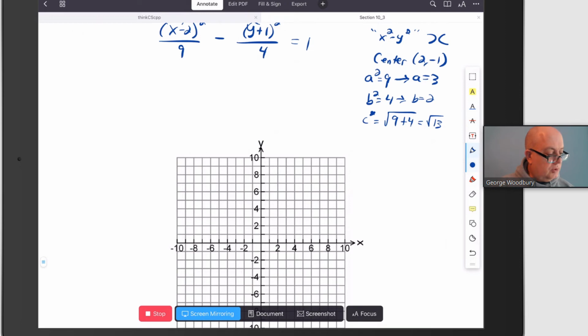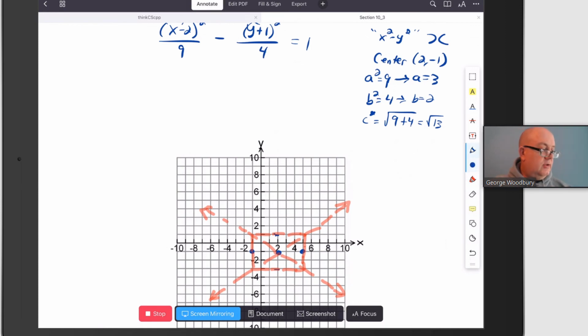The center is at (2, negative 1). Because it opens left or right, I'm going to put the vertices on by moving 3 to the right and 3 to the left. To help draw the box, I move up by 2 and down by 2. Draw the box. Draw the asymptotes through the corners of the box and through the center of the hyperbola.